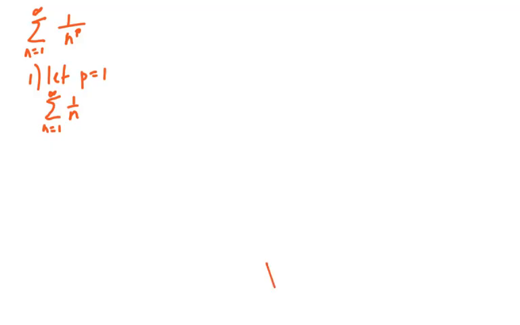Now we need to think about what that means. That means 1 plus 1/2 plus 1/3. That's the harmonic series that we did in the last video. So the series 1 over n, the series is positive, the series is decreasing, the series is continuous. So let's look at the improper integral from 1 to infinity of 1 over x dx.